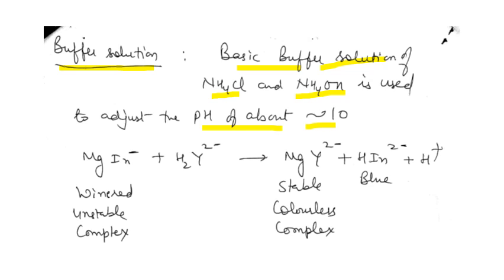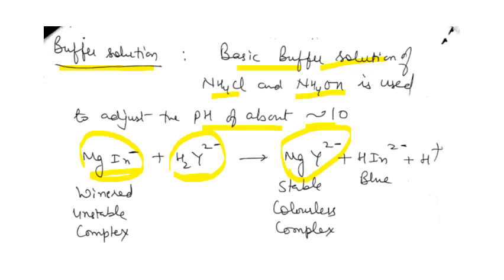Now the last reaction. The wine red unstable complex is formed when we add the indicator to the hard water, and we then titrate this unstable complex with EDTA. So what happens? This is the unstable complex, so it can be easily displaced. EDTA goes on displacing it and forms a stable complex with the hardness causing ion. Understood? Here magnesium is the hardness causing ion.